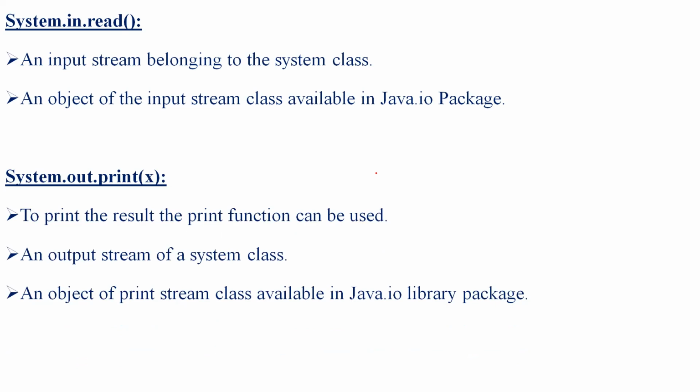Here it also contains IO packages, as IO stands for input output functionality. The specific functionality of java.io is providing input output functionality. In order to print anything, we use this java.io library package.